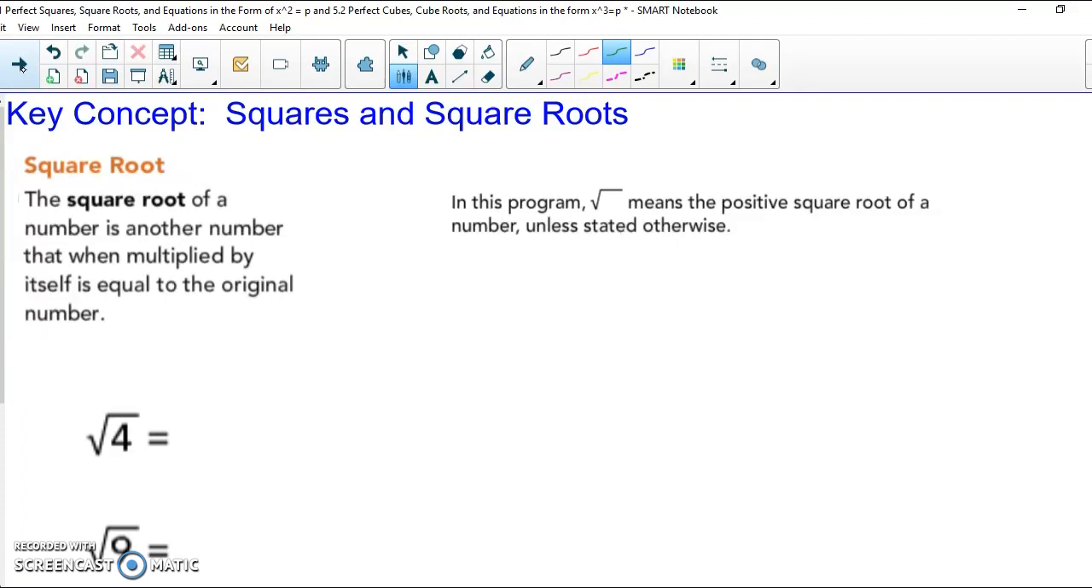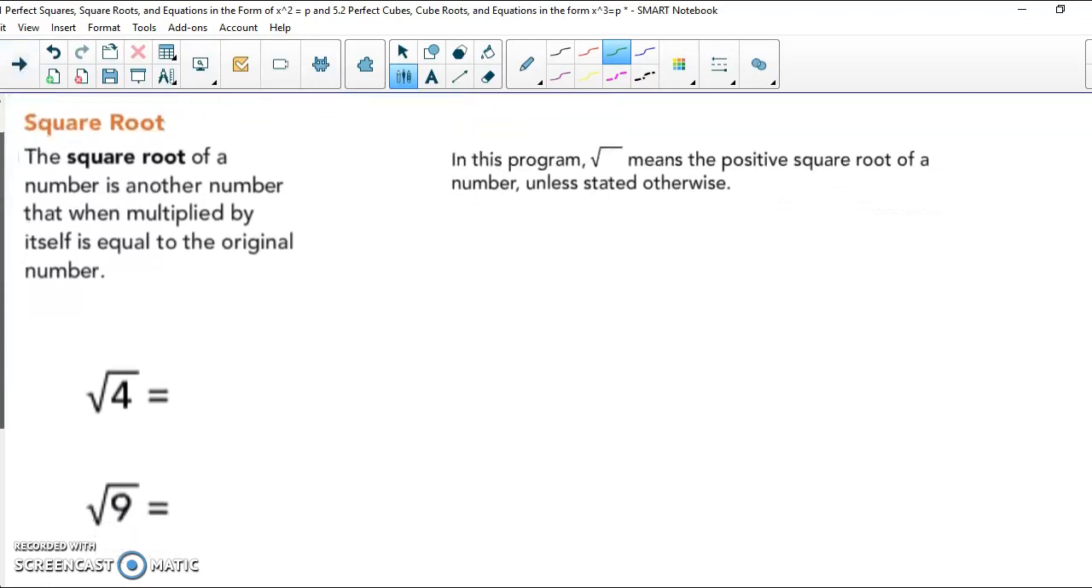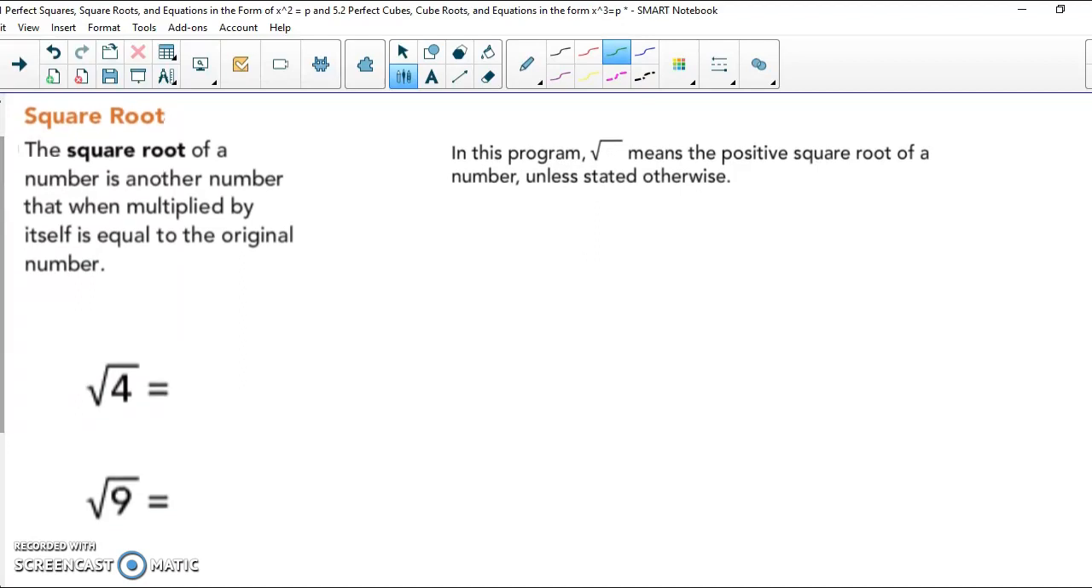Okay, in the reverse, if we're thinking of a square root, the square root of a number is another number that when multiplied by itself is equal to the original number. To me, square root is more difficult to define than to actually understand.